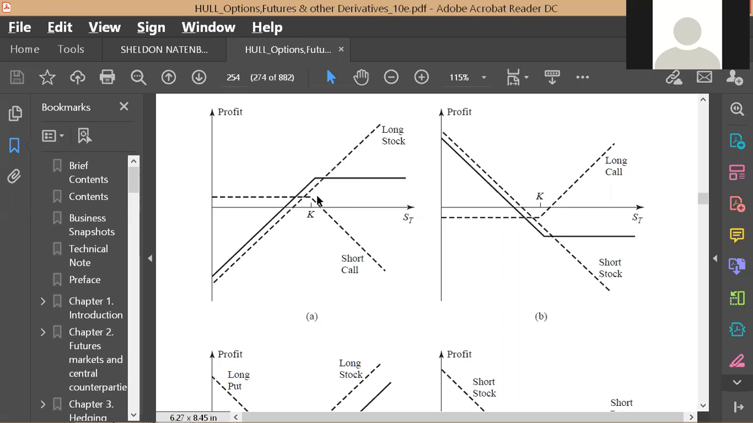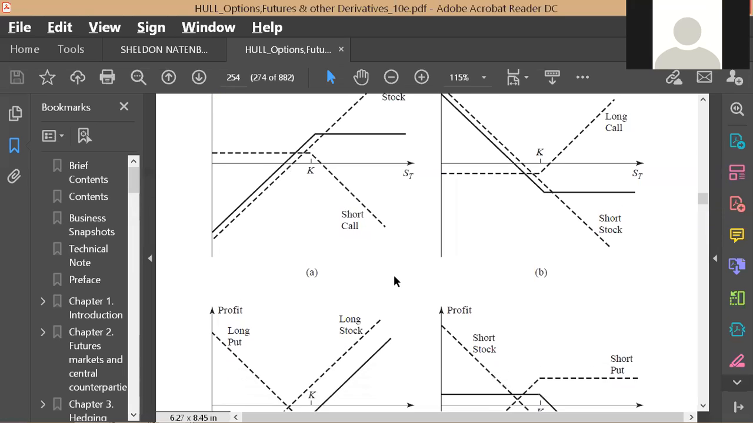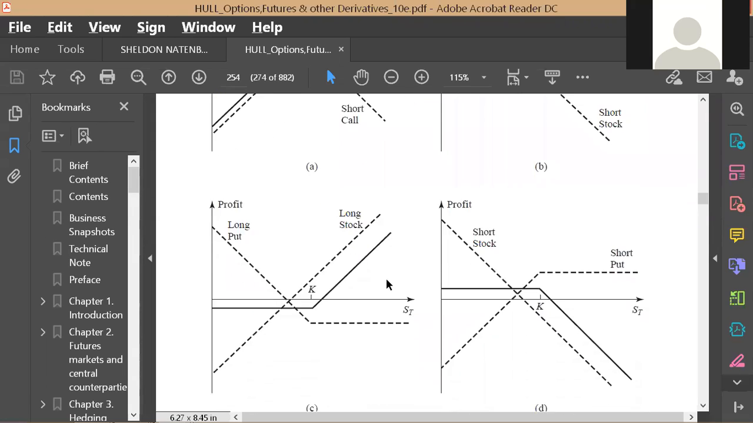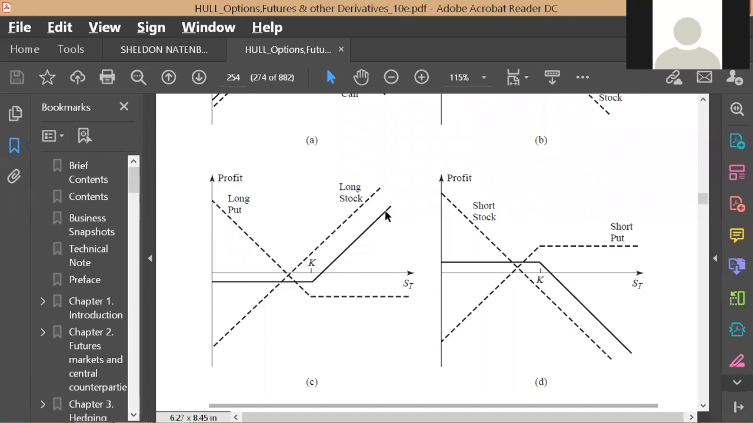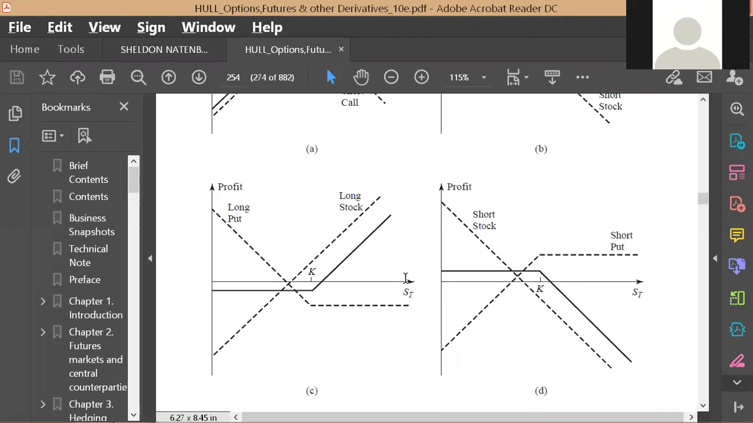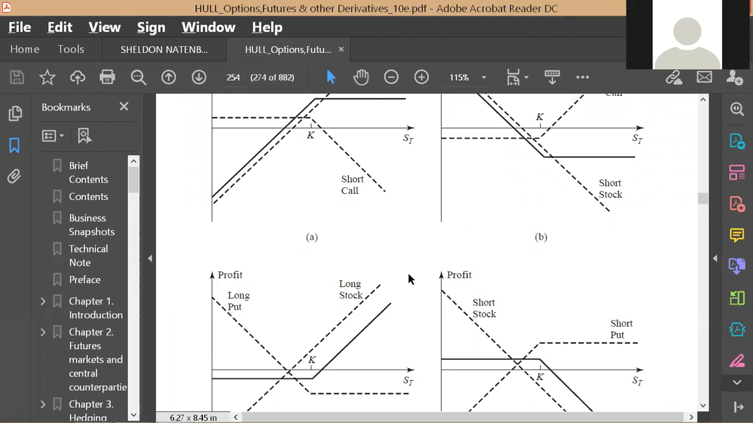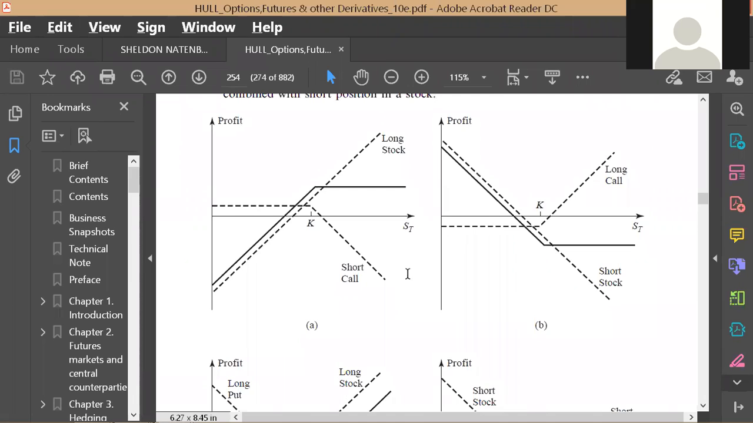Only then, because in the case of the long call, if you look at the solid line here, the long call looks like this. The long call doesn't produce a 45-degree line below the zero line. It produces a 45-degree line only above the zero line. Similarly, if you look at a short put, the solid line here, the short put does not produce a 45-degree line above the zero line.